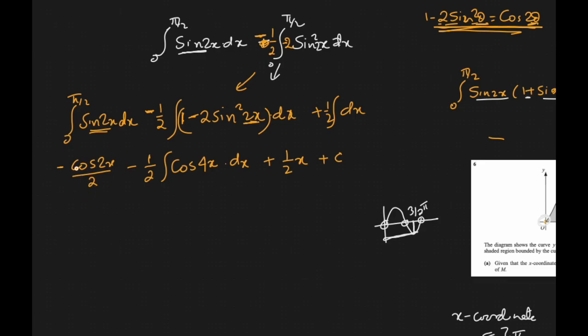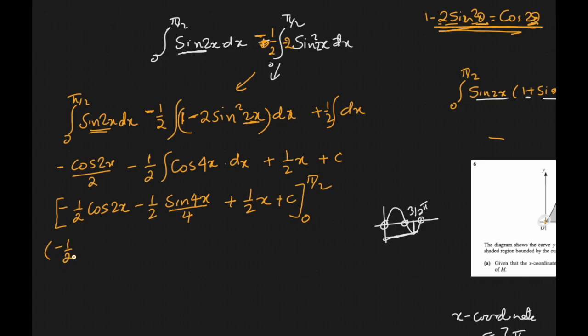What I will do, I will integrate this also now. So this becomes minus half cos 2x minus half sine 4x over 4 plus half x plus c, and we have to go from 0 to pi by 2. And I will just substitute this pi by 2 one by one.